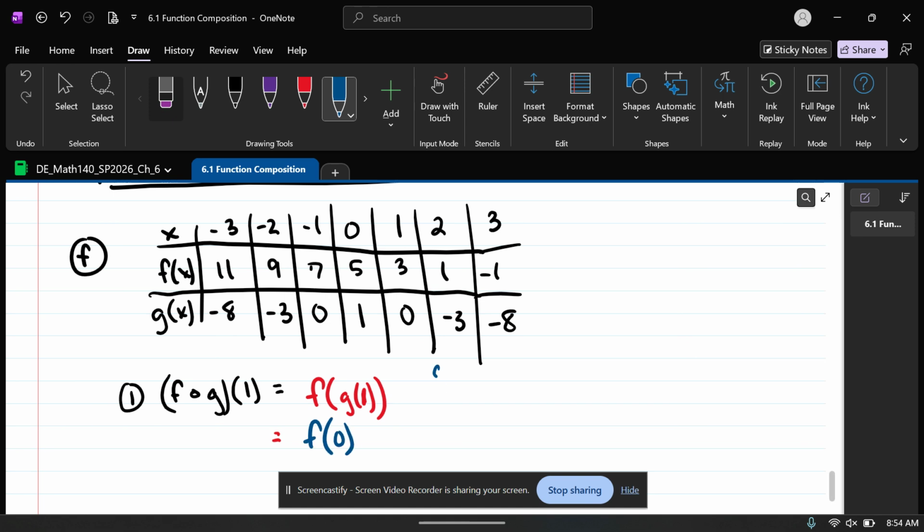g of 1 equals 0. Then 0 goes in for the g of 1, and that's my new x. So I go back to the x row and I go to 0. And I'm going to f of x this time. Final answer would be 5. Okay.